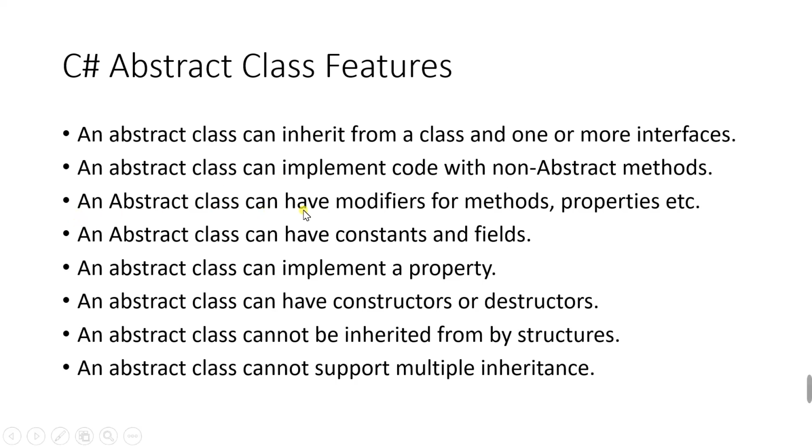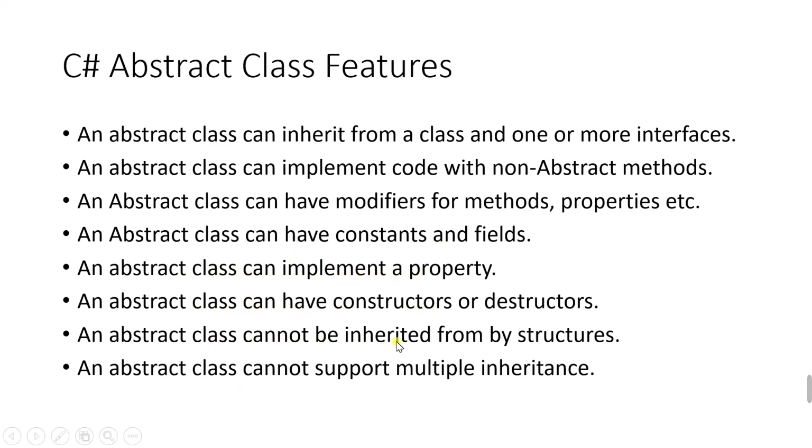An abstract class can have modifiers for methods and properties. You can see that public, public override int, we can access the modifiers. An abstract class can have constants and fields. In an abstract class we can define constants and fields. An abstract class can implement a property. An abstract class can have a constructor or destructor, the same as a simple class.